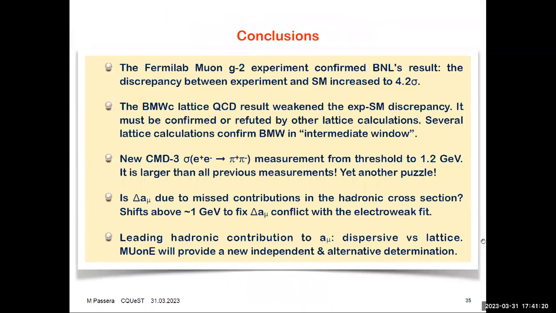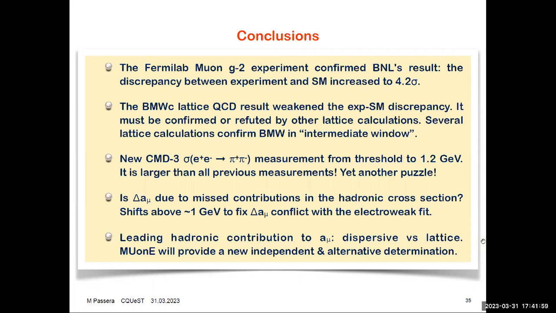Here are my conclusions. I think that you will agree with me that there are some certainties, and one is that Fermilab confirmed Brookhaven. But already the fact that the discrepancy increased, back then to 4.2 sigmas. But after that, there were developments. And the developments were the BMW lattice result, an incredibly precise result on the lattice. It needs to be confirmed or refuted. There are now several lattice calculations that confirm BMW in the intermediate window, but we still need a confirmation of the full range.